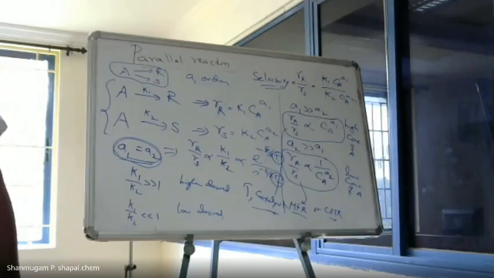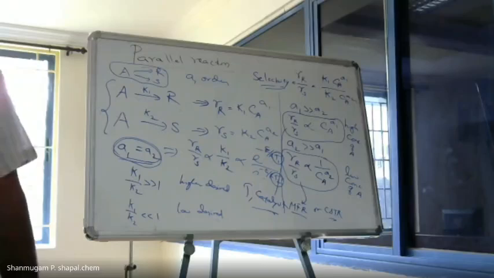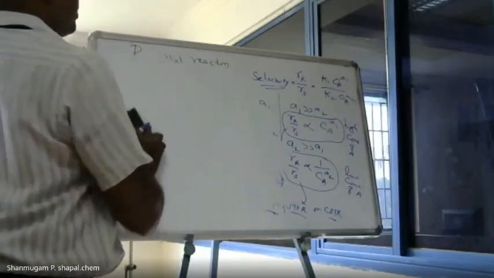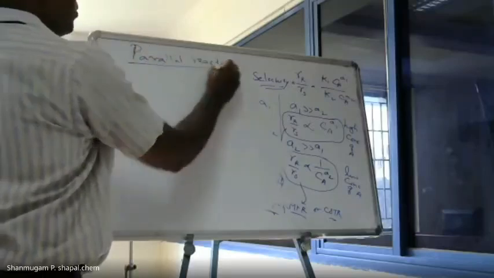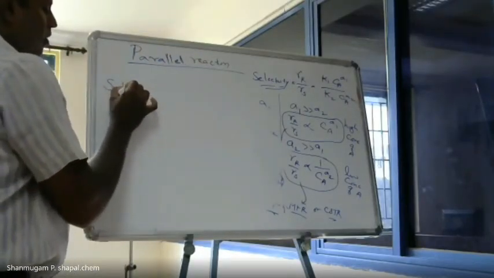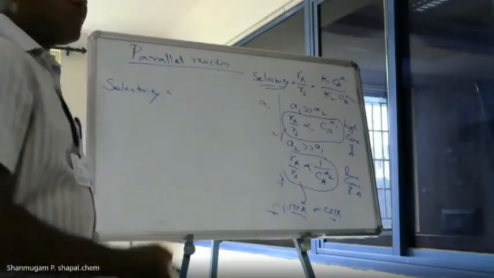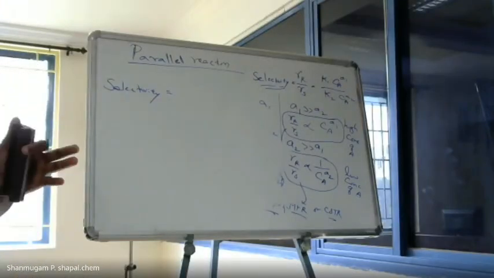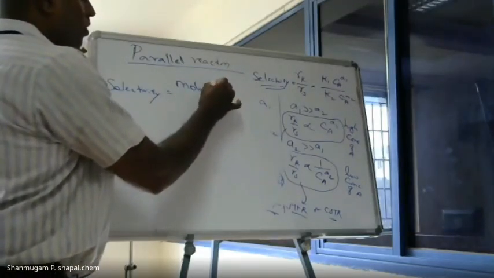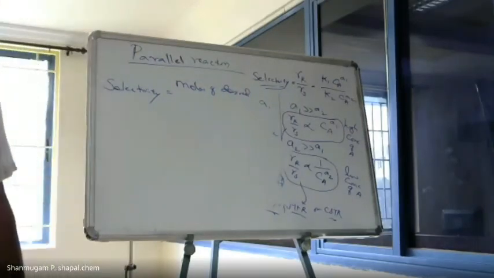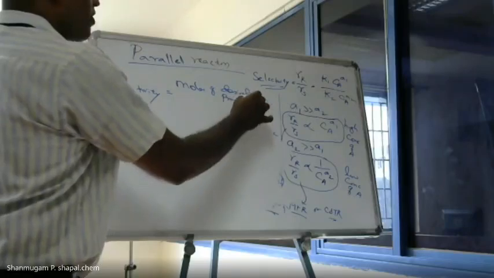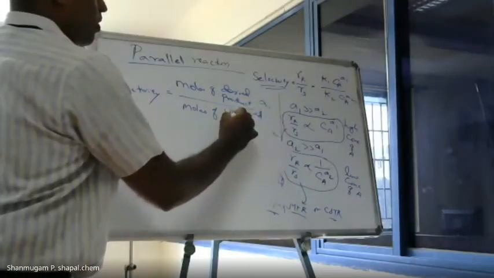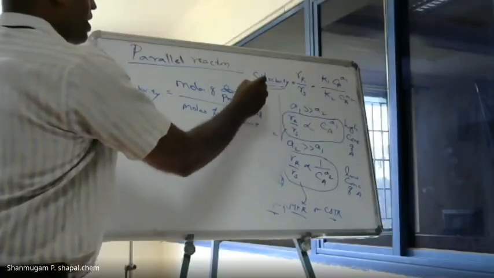Before we go a little deeper into this, I have to explain two more terms in selectivity. For a parallel reaction, in terms of rate, we have mentioned selectivity here, but the actual selectivity is the moles of the desired product with respect to the moles of undesired product. So this is the actual definition of the selectivity.